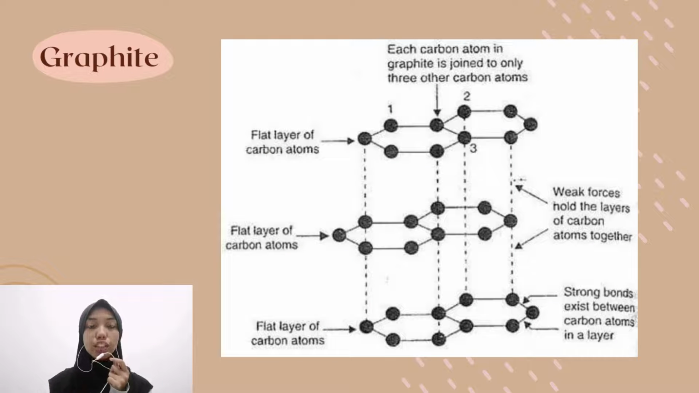So in this slide, we can see more detail about the structure of graphite. So let's see the figures. First, each carbon atom in graphite is joined with only 3 other carbon atoms. Next, the bond that exists between the carbon atoms is a strong bond. And we can see that the forces that hold the layers of carbon together are weak forces, which are van der Waals forces.